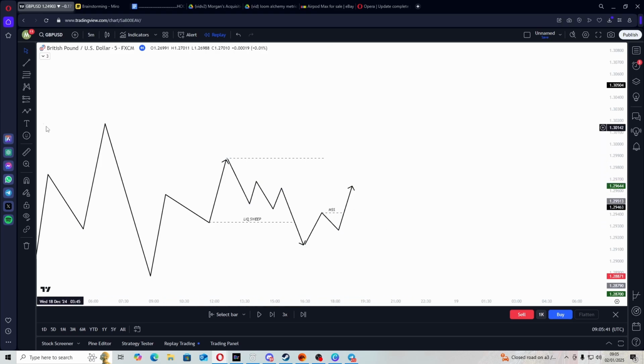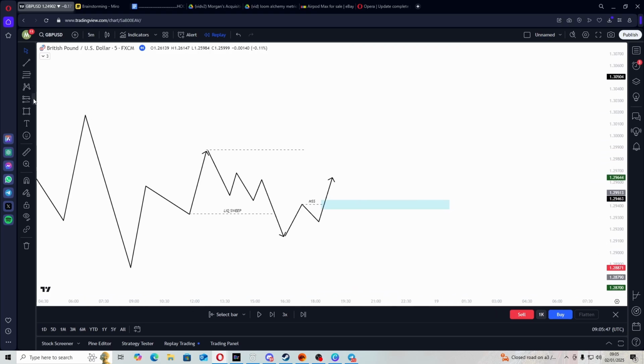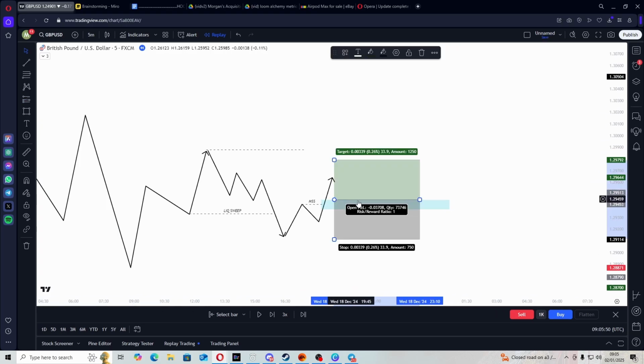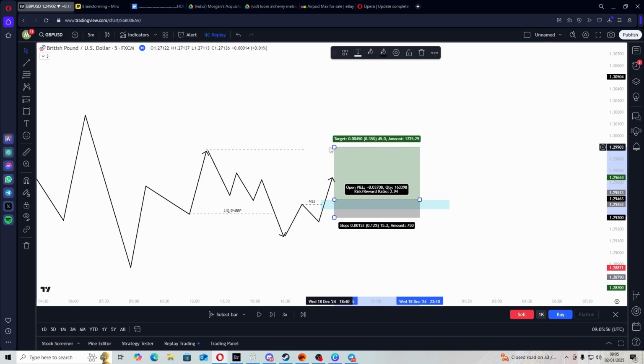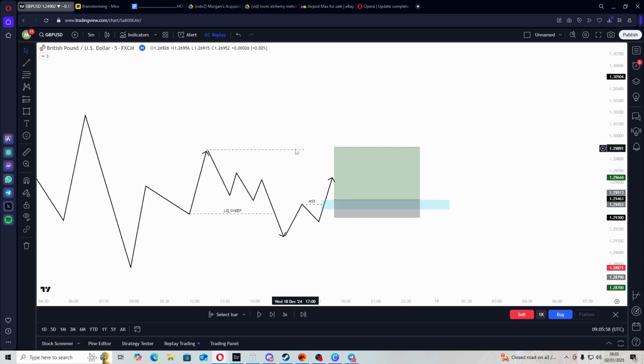Once we get the market structure shift, all we're looking for now is the fair value gap, which will overlap with the market structure shift. So now all we've got to do is enter off of this fair value gap right here, placing a stop loss just below the FVG candle, placing the take profit at 1 to 3. Sometimes you'll realize that the 1 to 3 take profit level actually levels out with the Asian session's highs, and that's because of the reversal theory.